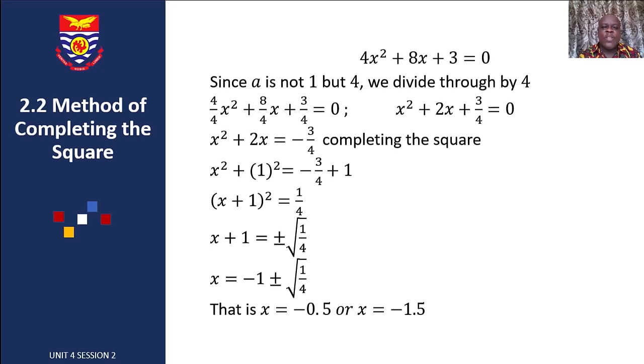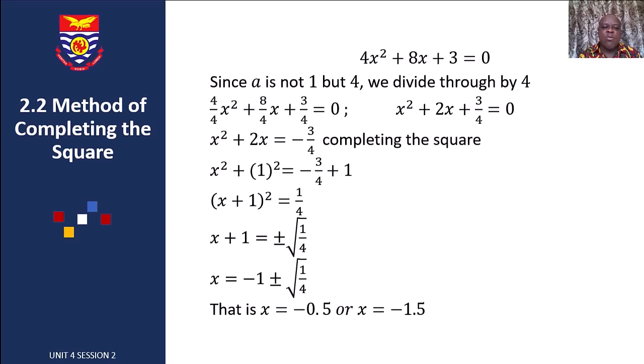Then we take the middle term, which is 2x. We consider its coefficient, which is 2. We find half of it. It gives us 1. Then we square the 1 and add it to both sides of the equation. And so we will have x squared plus 2x plus 1 squared is equal to -3 over 4 plus 1 squared, which is 1. Then x squared and 1 squared, we bring together into one bracket.